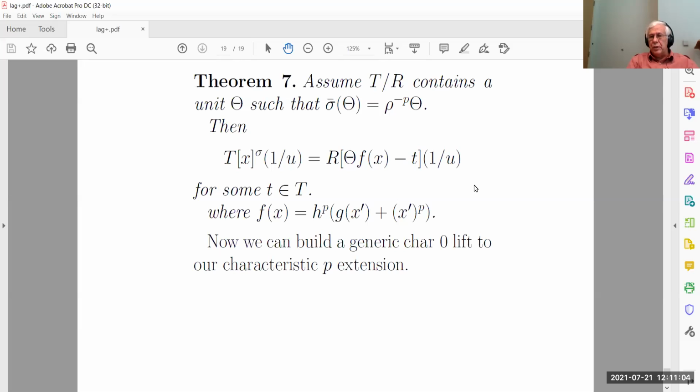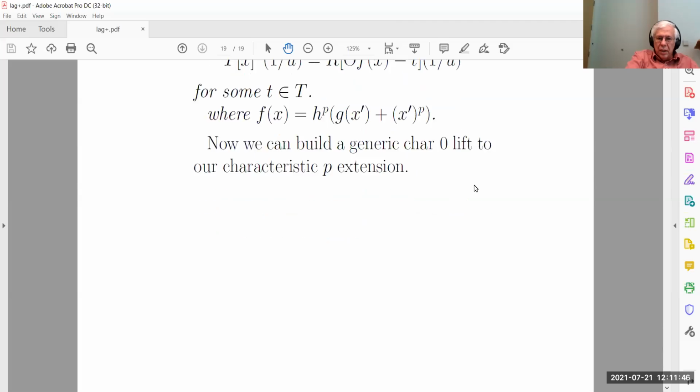sigma bar of capital theta is rho to the minus p theta. And then I have my full result that T[x] invariant under sigma, with 1 over u, is a polynomial ring with that weird element theta, f(x) minus t, and 1 over u. And f is basically, it's also not monic, it's h to the p times my sort of lifted Artin-Schreier polynomial. But now we have a generic characteristic 0 lift to our characteristic p extension, and it is generic. And so that's as far as I can go now.